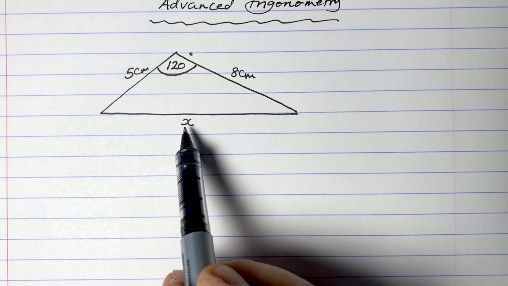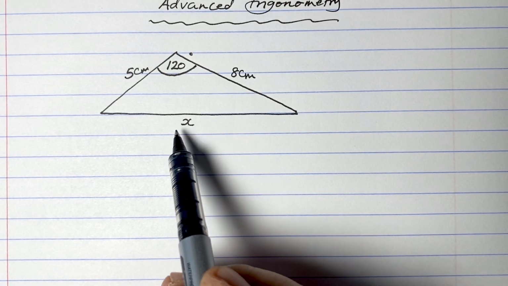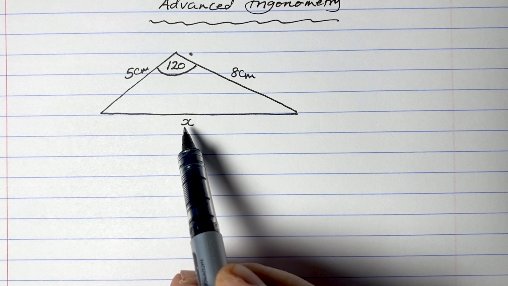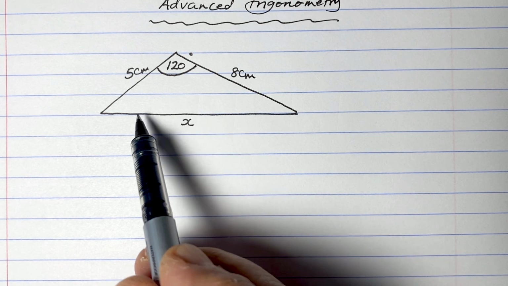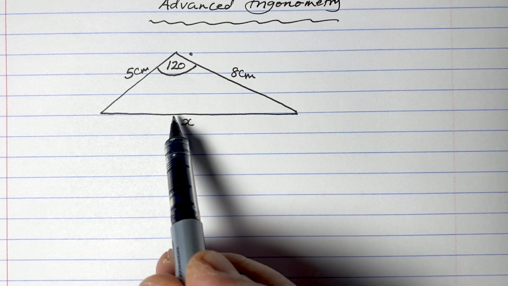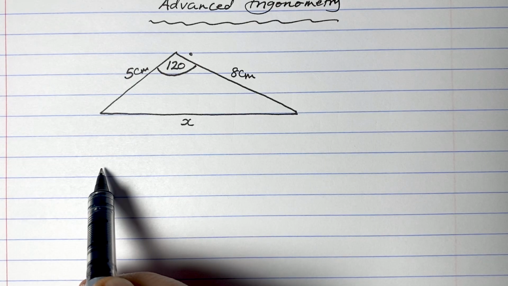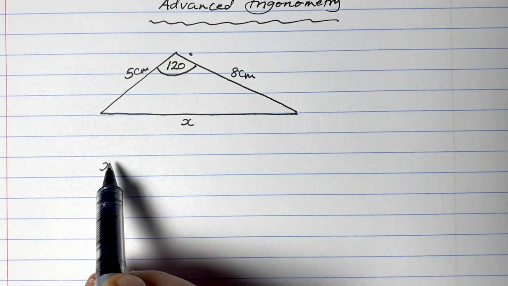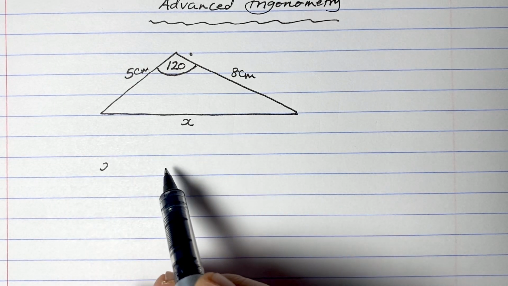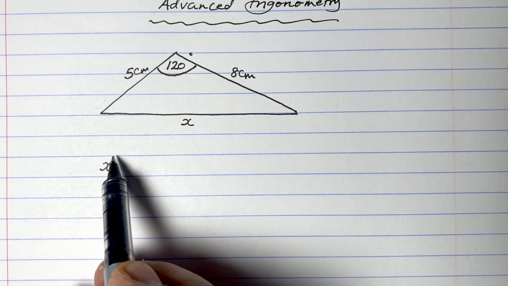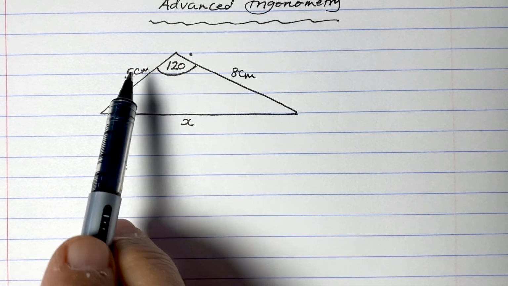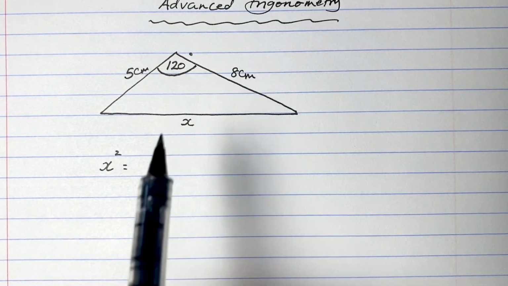Now, there are formulae for advanced trigonometry, but I would rather you learn the concept rather than applying the formula to the question. Here I want to find the side x. So just like Pythagoras, when we wrote height squared equals side 1 squared plus side 2 squared, so we write x squared equals 5 squared plus 8 squared.